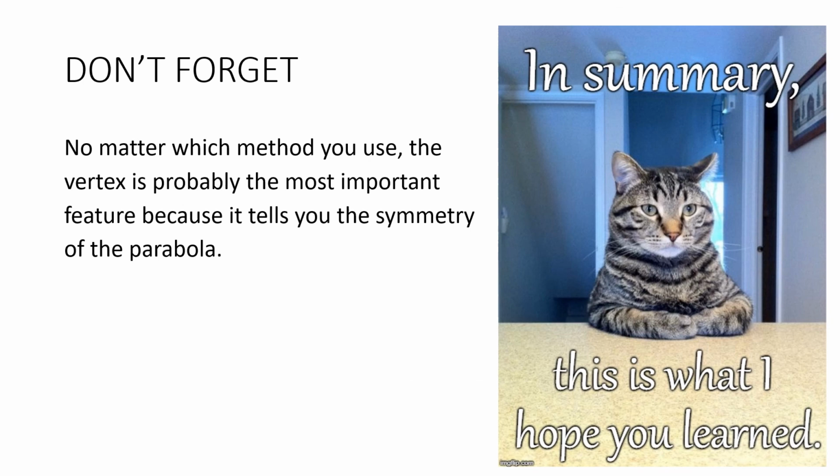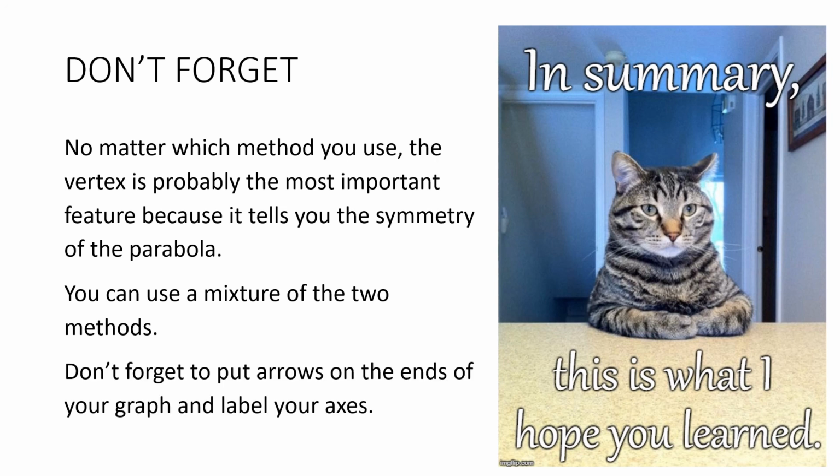Don't forget, no matter which method you use, the vertex is probably the most important feature because it tells you the symmetry of the parabola. And you can use a mixture of the 2 methods. If you don't have enough features, plot a few points to see what's going on. Don't forget to put arrows on the ends of your graph and label your axes.